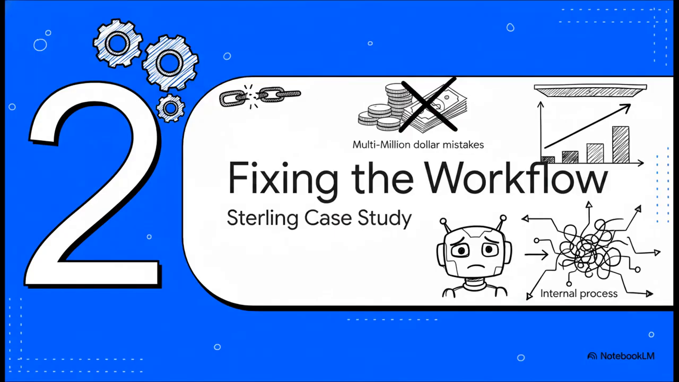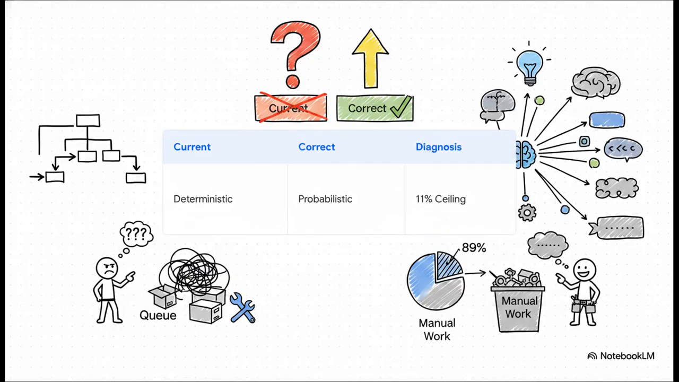All right, moving on to Section 2, fixing the automation workflow, the Sterling application. Now that we have this incredibly powerful three-band boundary framework in our tool belt, let's use it to diagnose Sterling Bank's internal workflow. Now, what's really interesting here in step 2 is that they currently use a rigid deterministic rules engine to try and propose repairs.